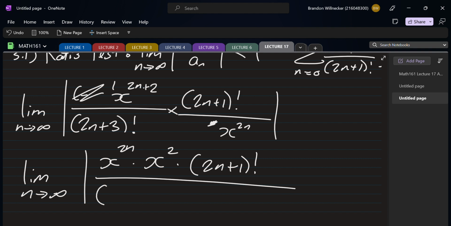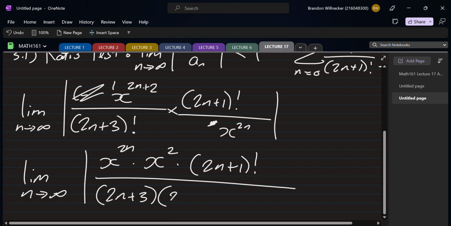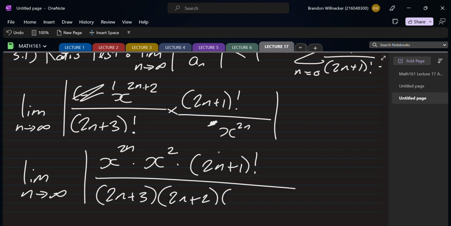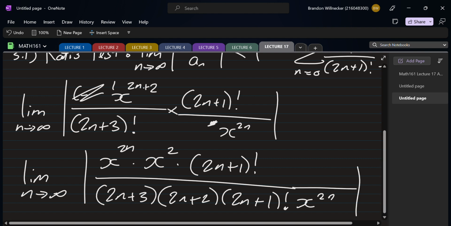Remember how factorials work? If I have 5 factorial, it's 5 times 4 times 3 times 2 times 1. So 2n plus 3 factorial will be 2n plus 3. The one before that will be 2n plus 2. And the one before that will be 2n plus 1, which is what we have at the top. So we can stop there. Factorial. Okay, and then we have x to the 2n left.